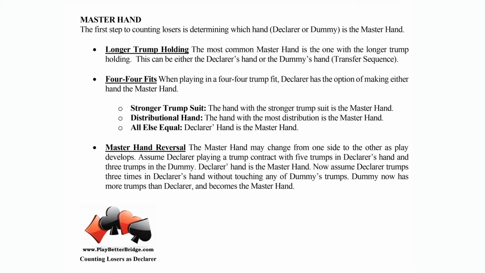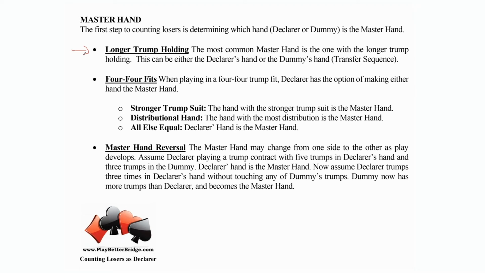now we're going to run through this checklist. We're going to have lots of examples in this morning's class. We're going to practice applying these techniques. First thing you look for, if you have one hand that has a longer trump holding than the other, then you're going to choose that hand. Okay, that's easy. Usually that's the declarer's hand.